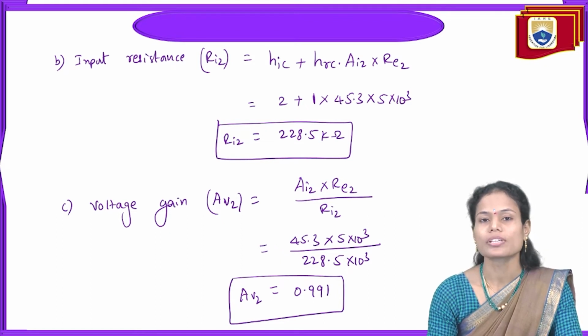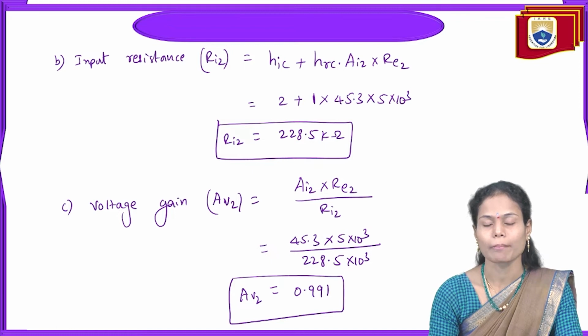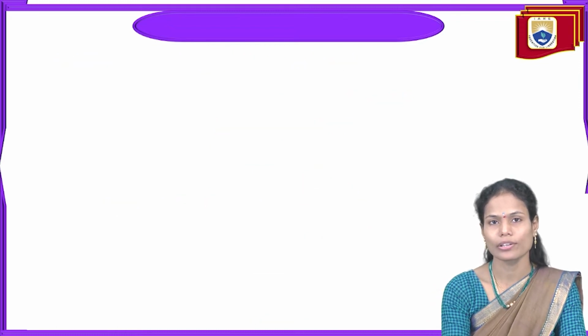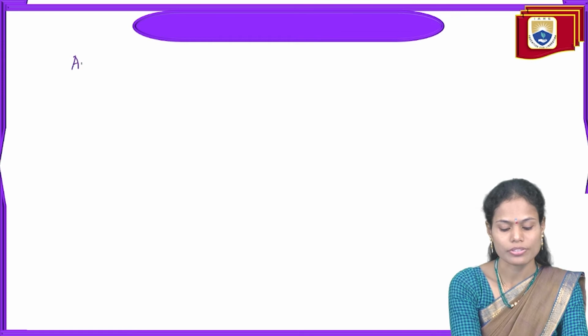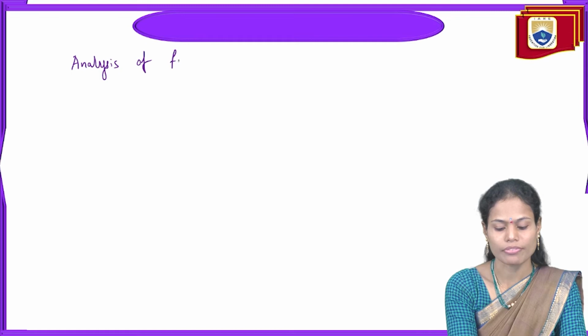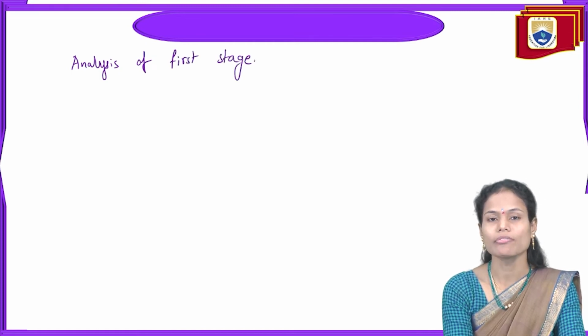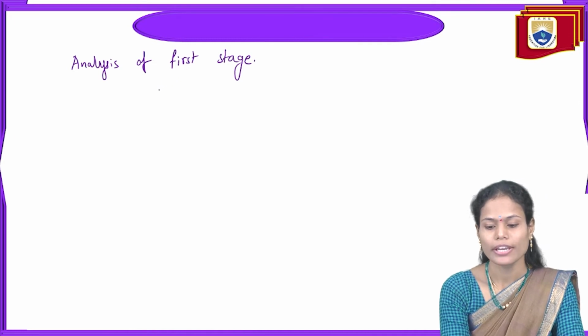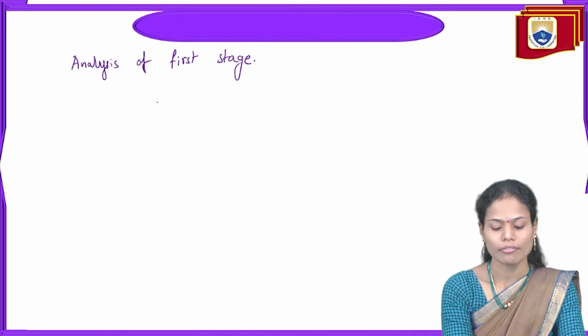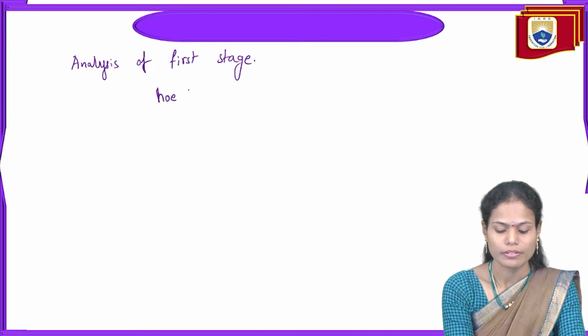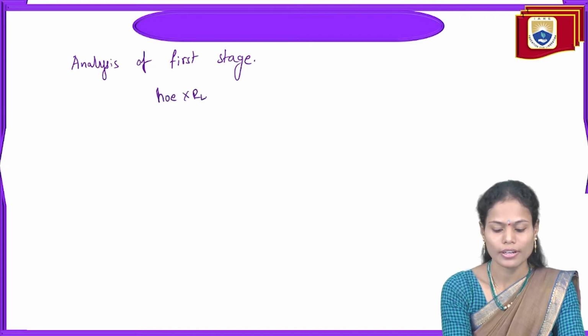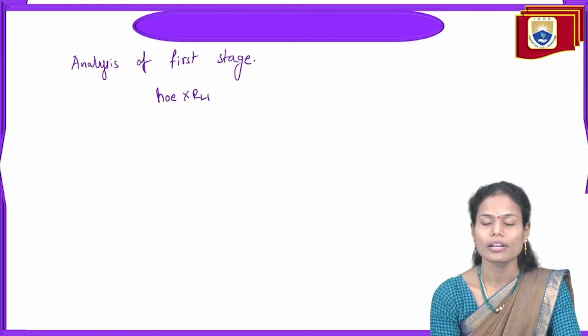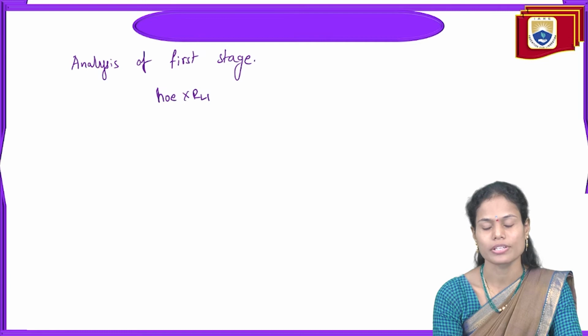So from the second stage, we have calculated all the amplifier parameters. Similarly, we need to calculate the parameters for the first stage. For that purpose, we have to go for the analysis of the first stage. Again we need to check the value of HOE into RL1. RL1 is the load resistance of the first stage.